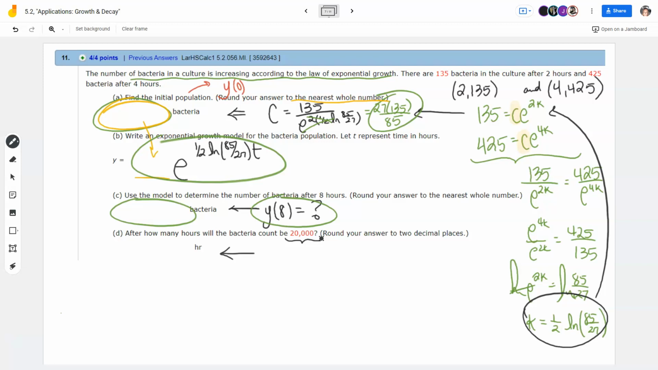It's not a t. Is that what it equals? That's what it equals, yeah. So it would be 20,000 is equal to, well, whatever that c is, e to the whatever your k is. You gotta solve for t.